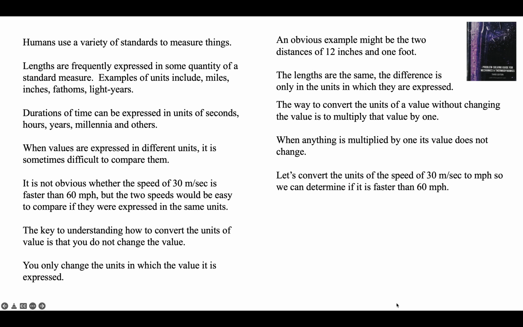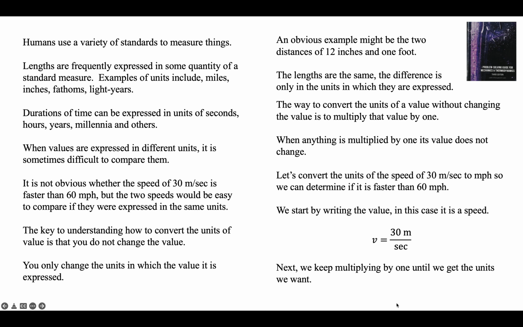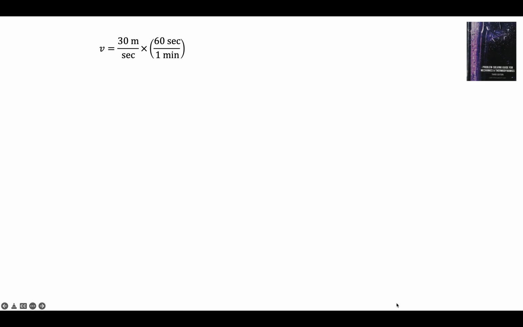So let's convert the units of the speed of 30 meters per second to miles per hour. Then we can determine whether 30 meters per second is faster than 60 miles per hour. So we start by writing the value. It's a speed, v equals 30 meters per second, and we're just going to keep multiplying by 1 until we get the units miles per hour. There's a good start. In parentheses here, this fraction is equal to 1 because the numerator is equal to the denominator. We could write it either way.